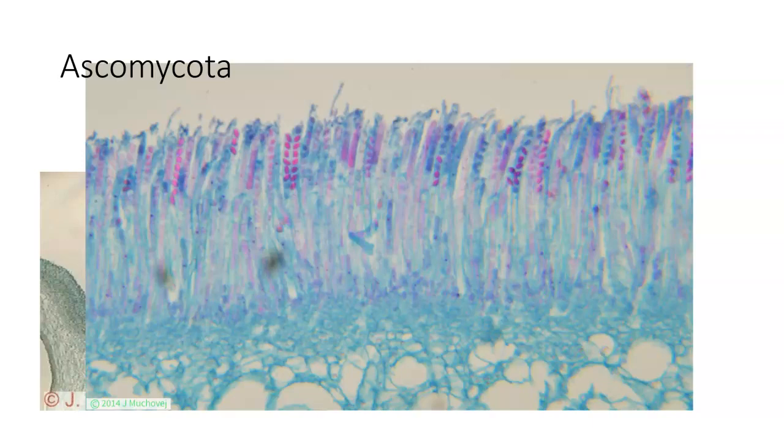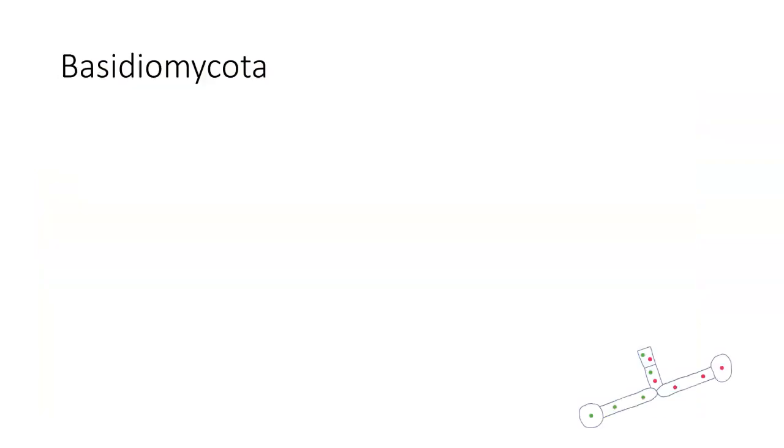And in here, you can see the ascospores, and they're colored pink. You can count them, and there will be 8 ascospores in it. Mitosis and meiosis, each one occurring once. If we look at the Basidiomycota, we start out with the haploid spores.